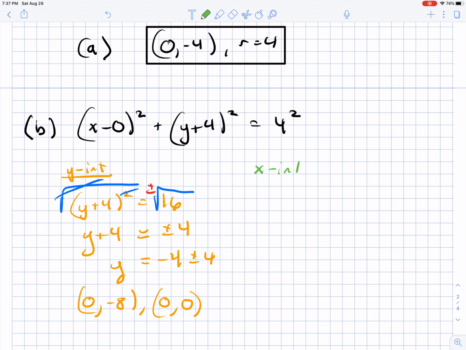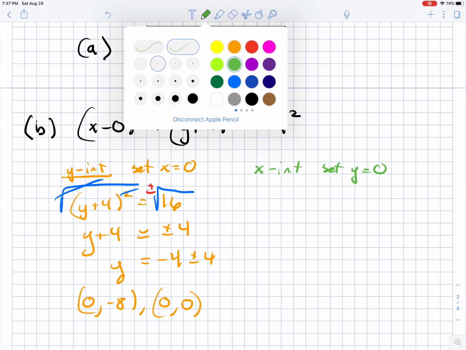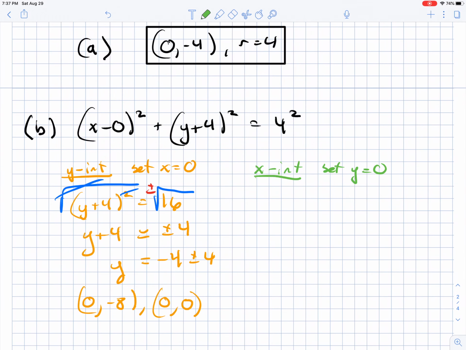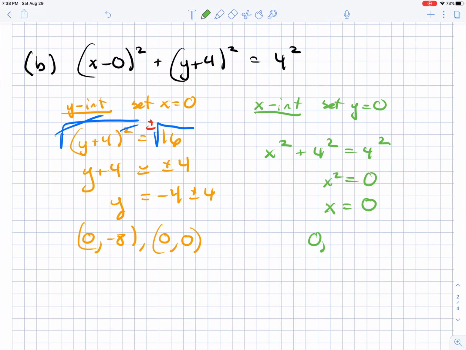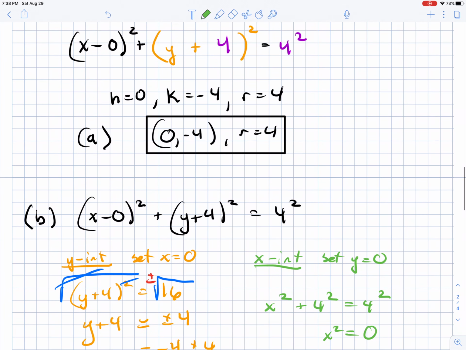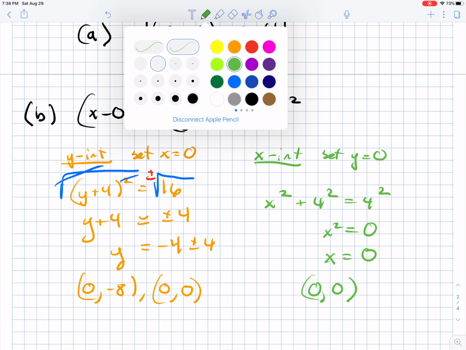So again, to find the x-intercept, we set y equal to 0 and solve. In the previous one, we set x equal to 0 and solved. Okay? So then what we're going to get is x squared plus 4 squared equals 4 squared. So then ultimately we get x squared equals 0, x equals 0. So the x-intercept is again the origin. So we have our y-intercepts here.